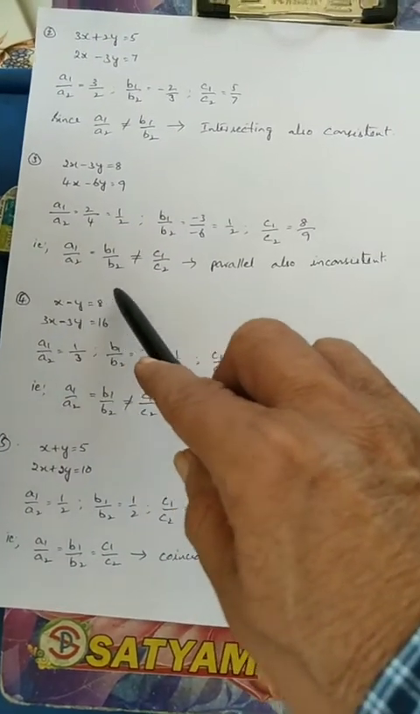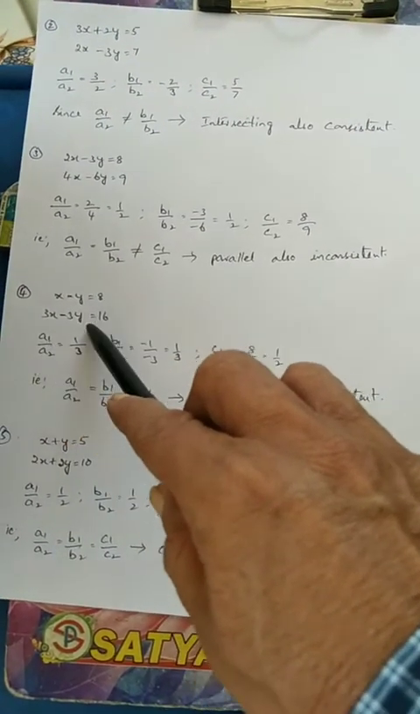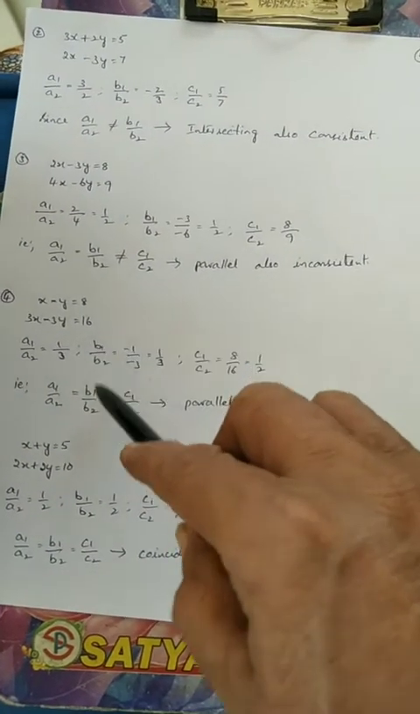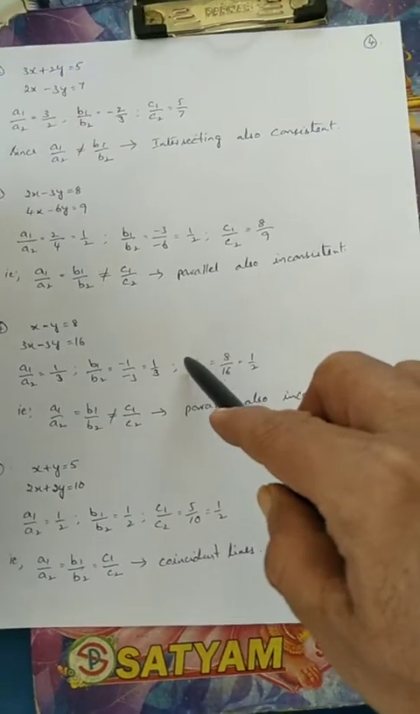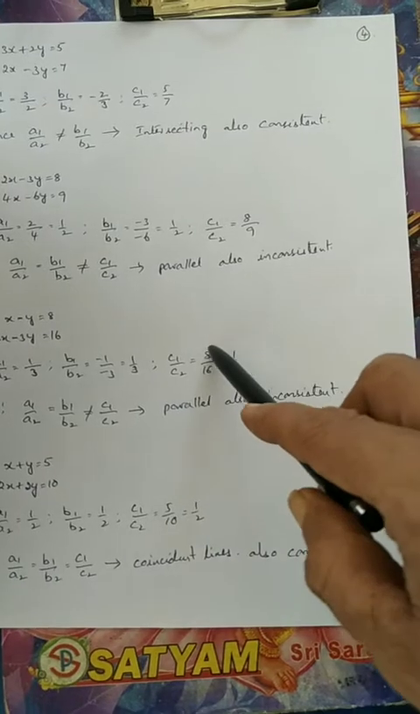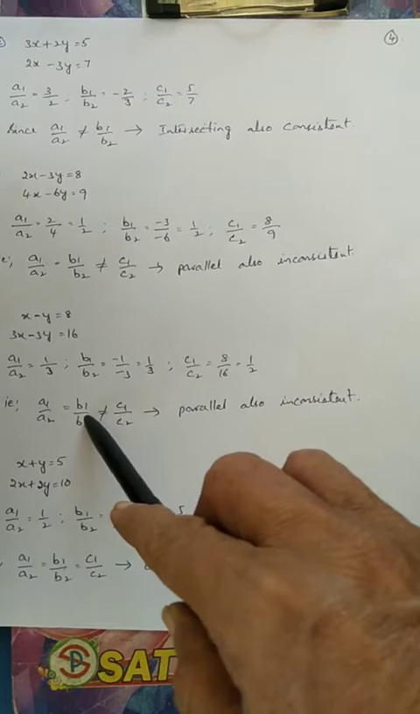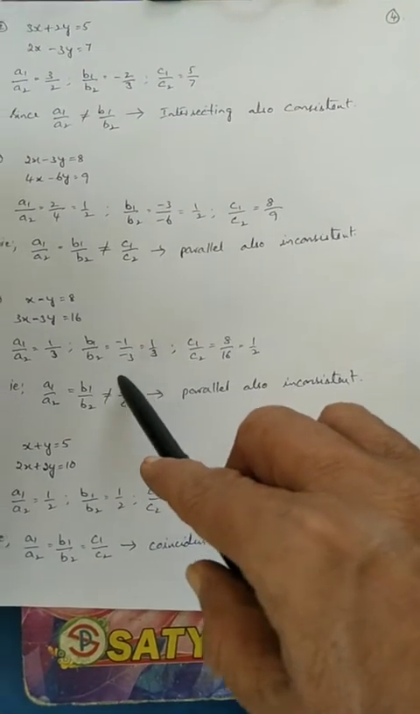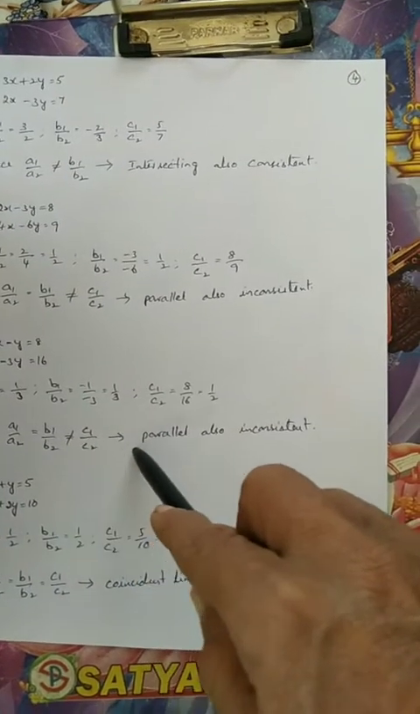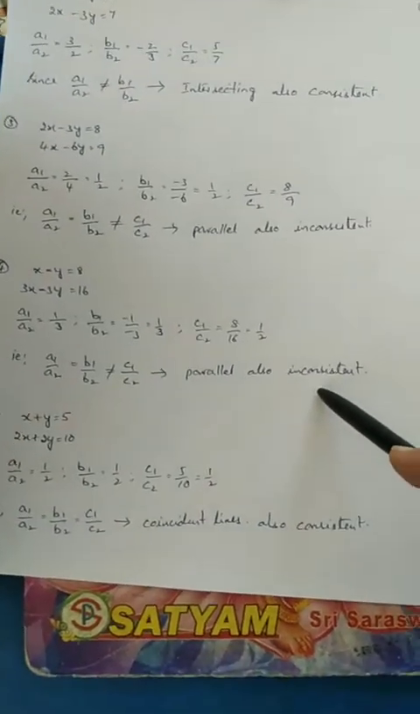The third case, x minus y is equal to 8, 3x minus 3y is equal to 16. A1 by A2 is 1 by 3, B1 by B2 is minus 1 by minus 3, that is, minus cancels off, we get 1 by 3. C1 by C2 is equal to 8 by 16, that is a half. So what we observed is A1 by A2 is equal to B1 by B2, but it is not equal to C1 by C2. Again, this pair of linear equations is an example for parallel lines, and also we can call them inconsistent.